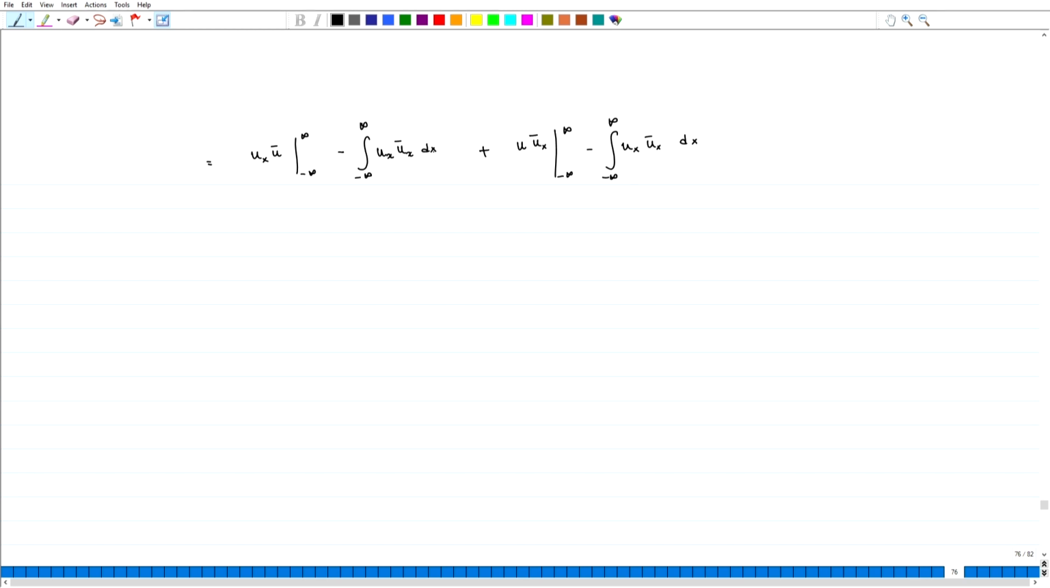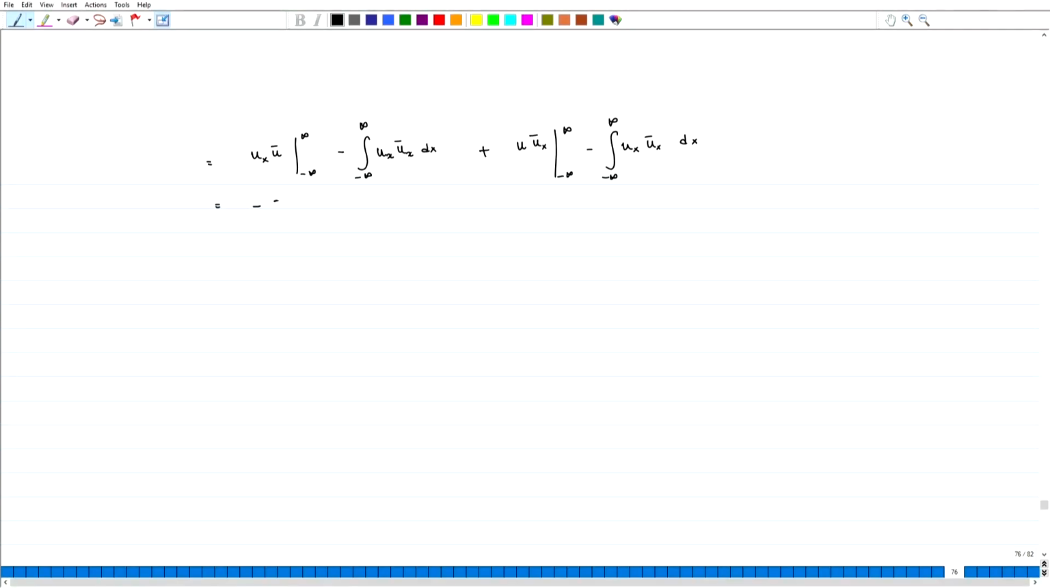Now, remember that u is a Schwarz class function, therefore u_x is also a Schwarz class function. So, both u and u_x are going to vanish at plus infinity and minus infinity. So, here what we have got is the integral from minus infinity to infinity of mod u_x squared dx. Now, this is a non-negative quantity and it is coming with a negative sign, so E'(t) is less than or equal to 0. Hence, E is decreasing.